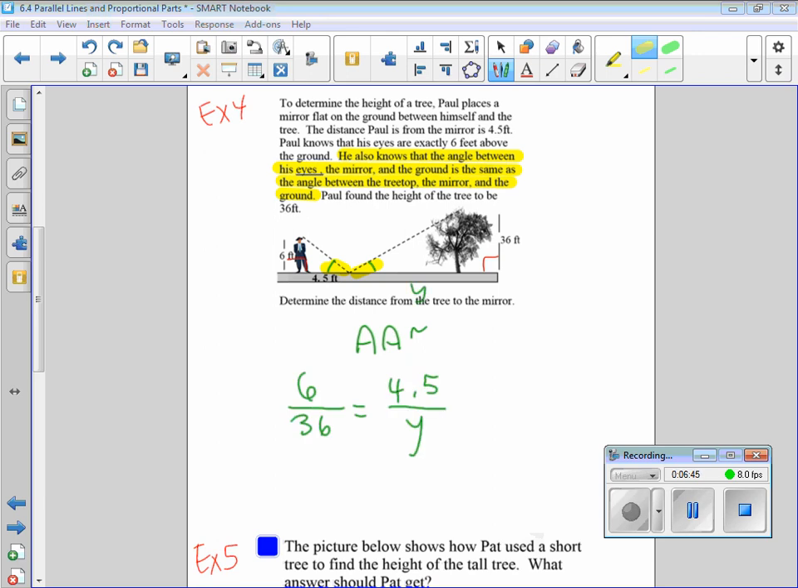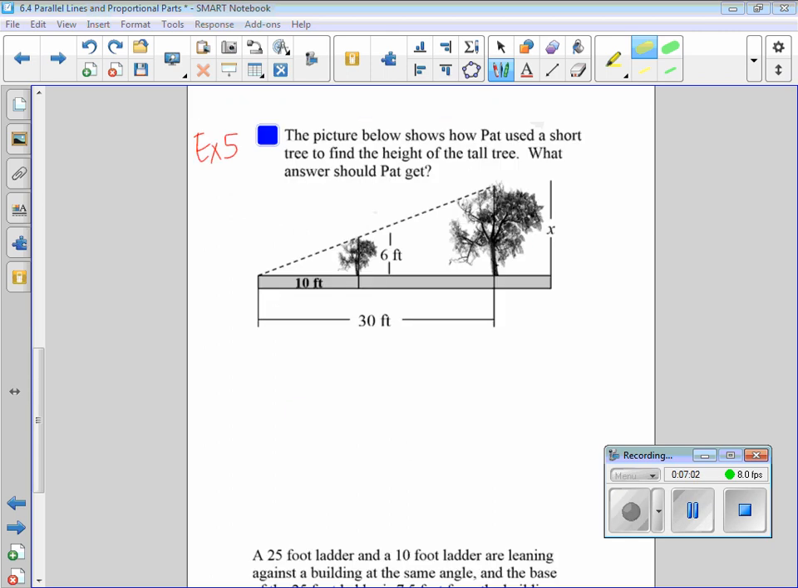Okay, so then I have 6 is to 36. The height of the man to the height of the tree is equal to 4.5, the distance he is from the mirror, as the tree is from the mirror. Okay, now give me the y. Let's move on to another one.